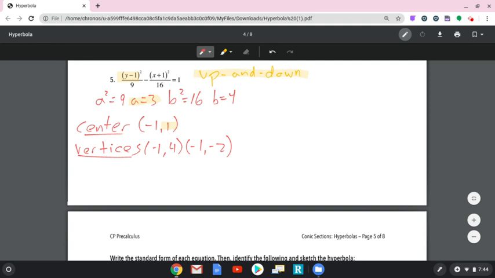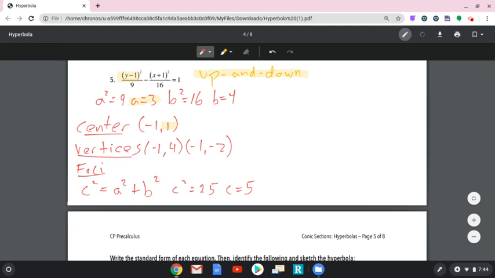Now our foci too. For the foci we're going to add and subtract from the same value I added to and subtracted from for my vertices. Up and down foci, you're going to add and subtract from your y value, which is the y value of your center, which would be k. So remember, c squared is equivalent to a squared plus b squared. Well, a squared is 9, b squared is 16. So c squared is equivalent to 25. Therefore, our c would be 5.